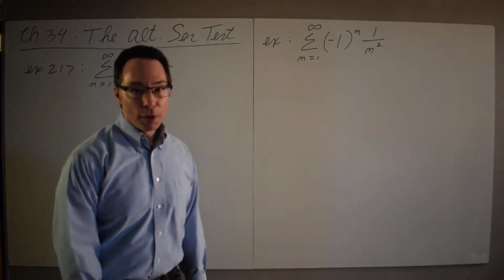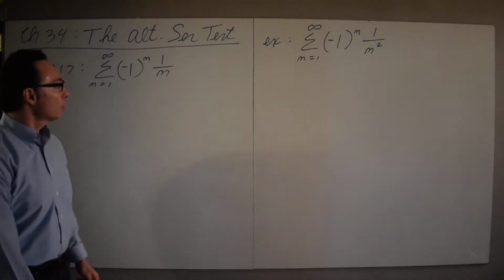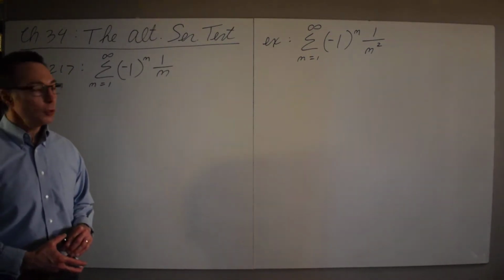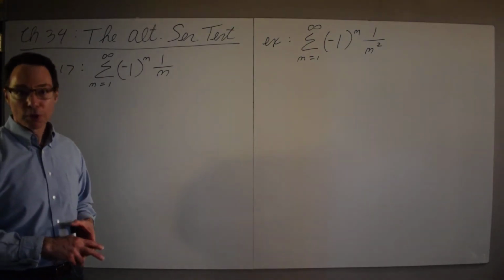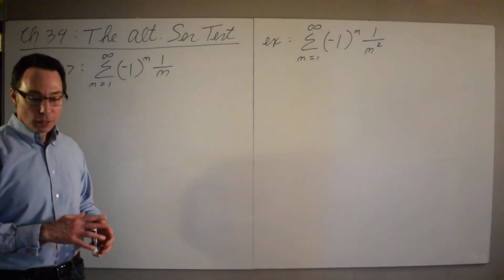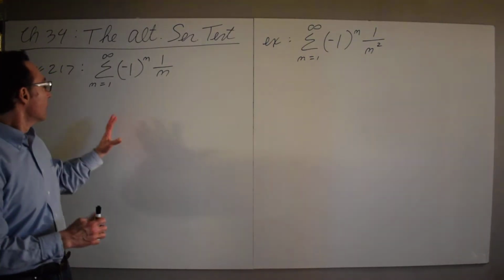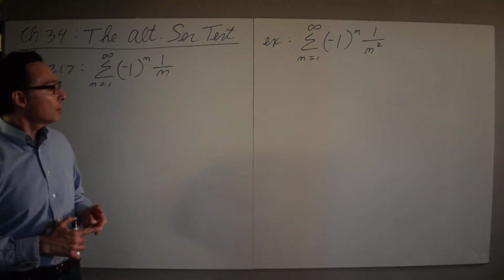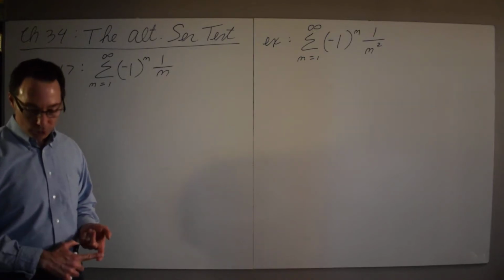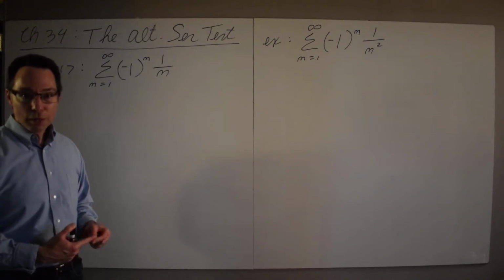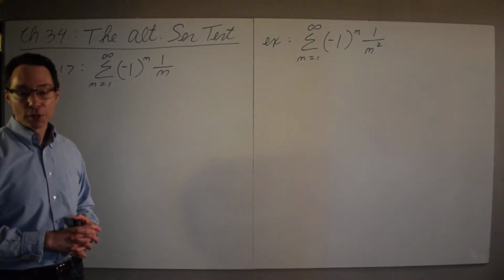The reason I'm going to give you both of these examples is I want to demonstrate that the alternating series test will only tell you if a series is convergent if the limit of the terms is 0. It will not tell you if it is absolutely convergent or conditionally convergent. The alternating series test will only tell you if a series is convergent.